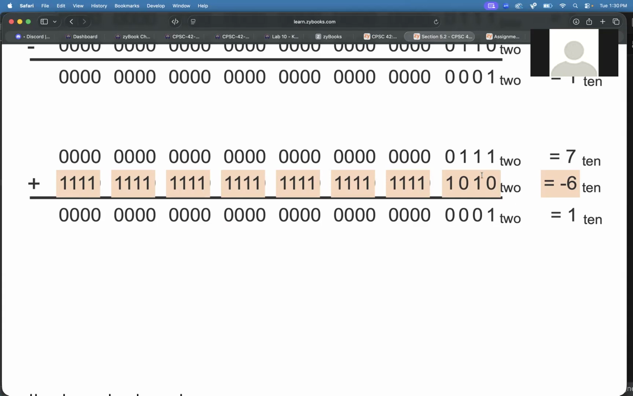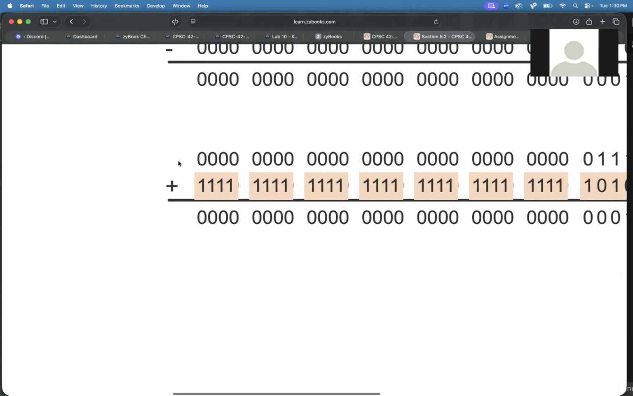1 plus 0 is 1. 1 plus 1 is 2, 1, 0. So you put a 0 there. You carry a 1 right here. 1 and 1 is 2. So you put a 0, carry the 1. 1 plus 1 is 2, 0, carry the 1. And you continue this process. 1 plus 1 is 0, carry the 1, all the way to the end.